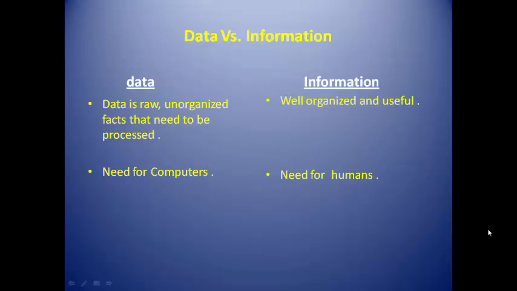Let's see what are the differences between data and information. Data is raw, unorganized facts that need to be processed. Information is well organized and useful. That means data can be something simple and seemingly random and useless until it is organized. But information has a meaning. Another difference is data is needed for computers and information is needed for humans.